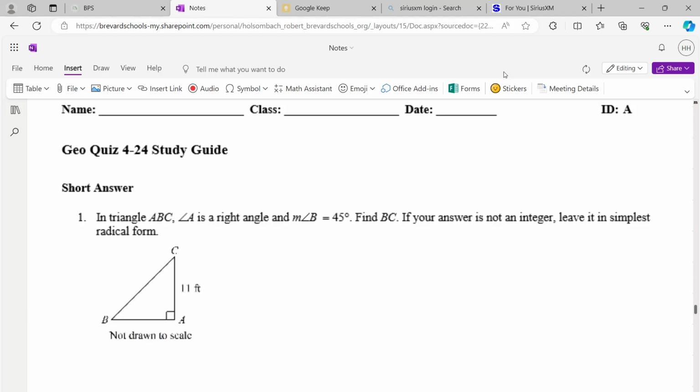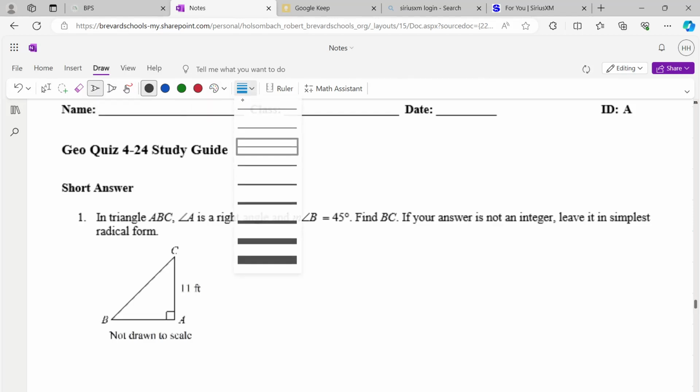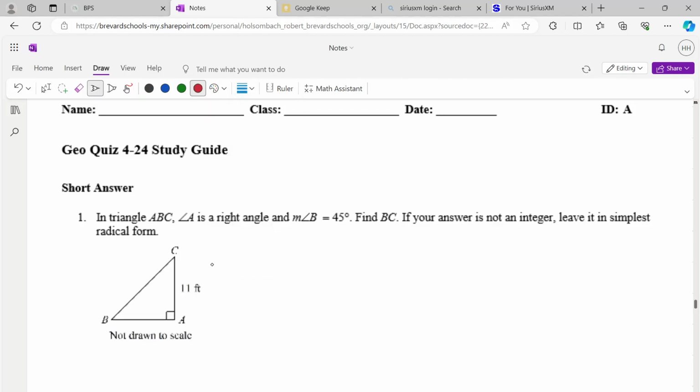All right, quiz 4 study guide. Problem number 1.